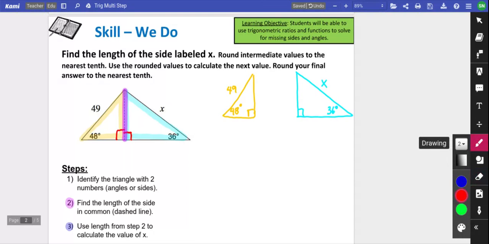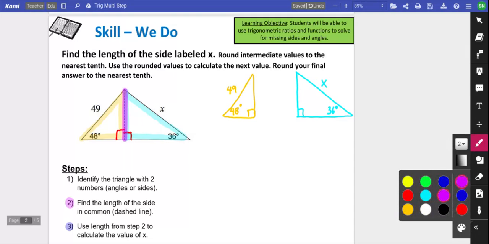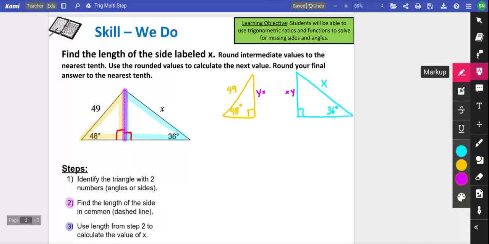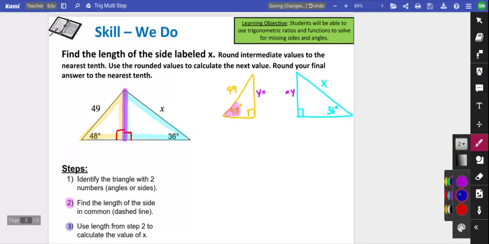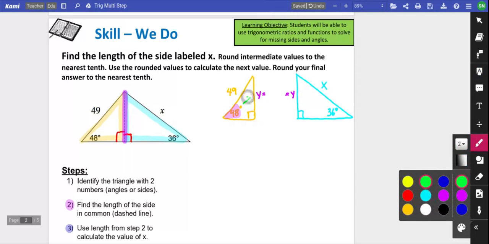Then we'll solve one at a time, starting with the orange. So I need to know this purple side, which is on the original figure, which I'm going to call y. And I use the same letter because both are exactly the same. Okay, so let's start with the orange. The angle of reference is this 48. Classify the sides. This is across from the angle of reference is the opposite. Across from the 90-degree angle we have the hypotenuse. And the last one, of course, is the adjacent.